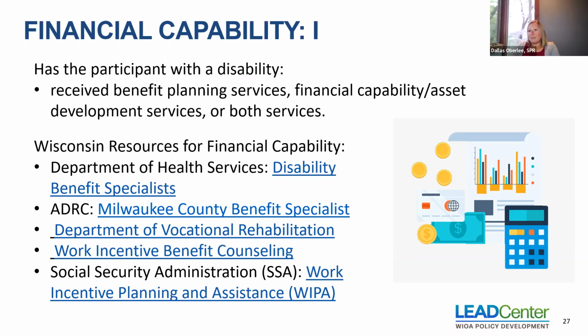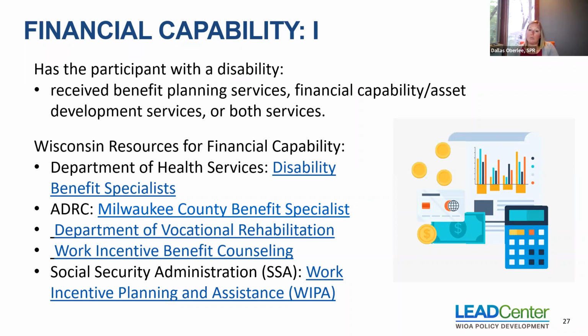And then I just want to provide you with some agencies that provide some of these services in your area. So Department of Health Services, they have a disability benefits specialist. These specialists will help adults with disabilities answer questions and solve problems related to their Social Security, Medicare, Medicaid, health insurance, and other public or private benefits. The ADRC, the Aging and Disability Resource Center that Jesse had talked about earlier, they also have benefits specialists that can do some of those same things of helping individuals with disabilities navigate their benefits.